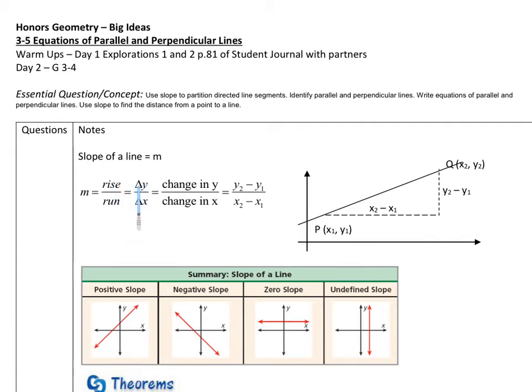What does this delta mean? The delta is just a fancy symbol to mean change. So the change in y over the change in x. Well, what does that mean? Formula-wise, it means you're going to subtract y2 minus y1 because you're getting this distance right here, and then x2 minus x1 because you're getting that distance right there. So y2 minus y1 over x2 minus x1. Now that's just review for you guys because you did this earlier and you did this in Algebra 1.